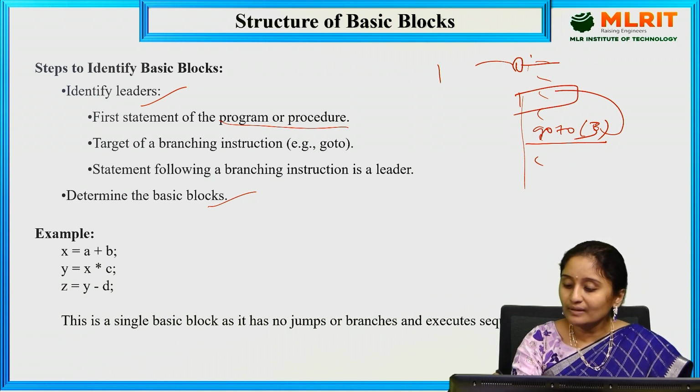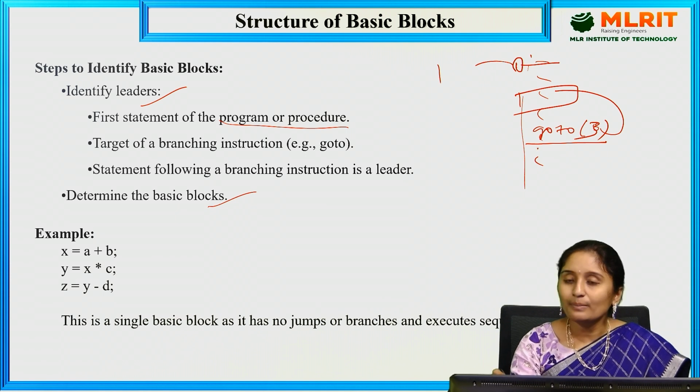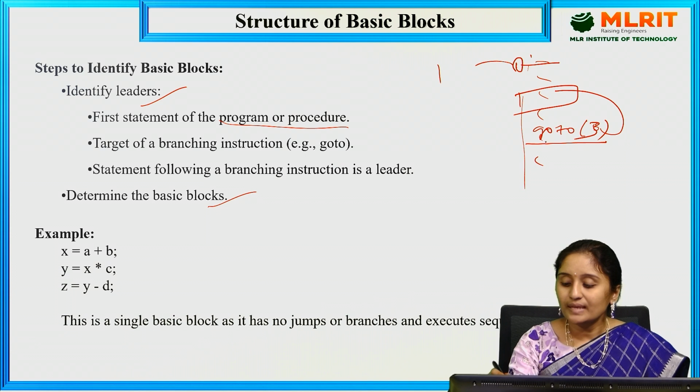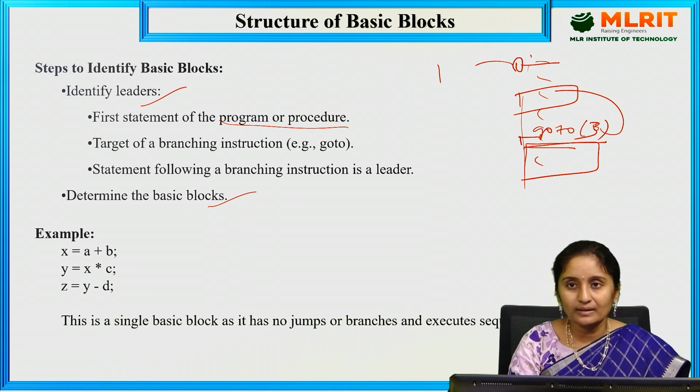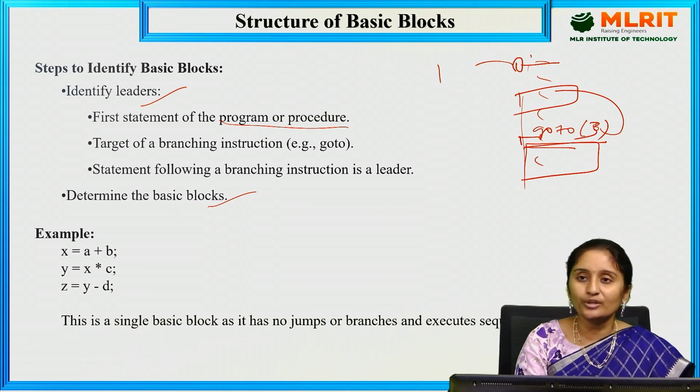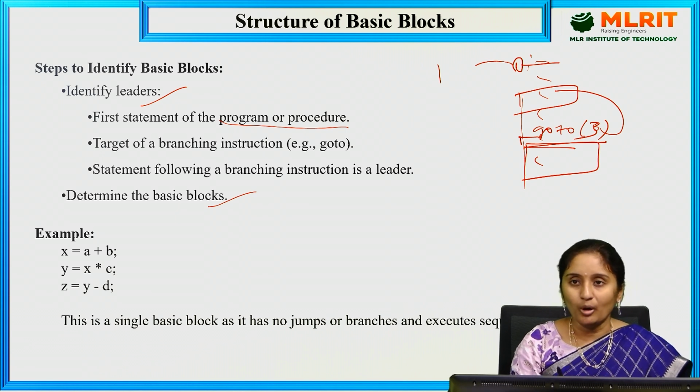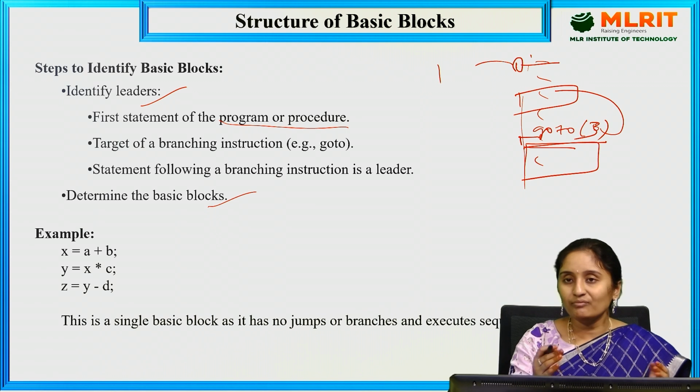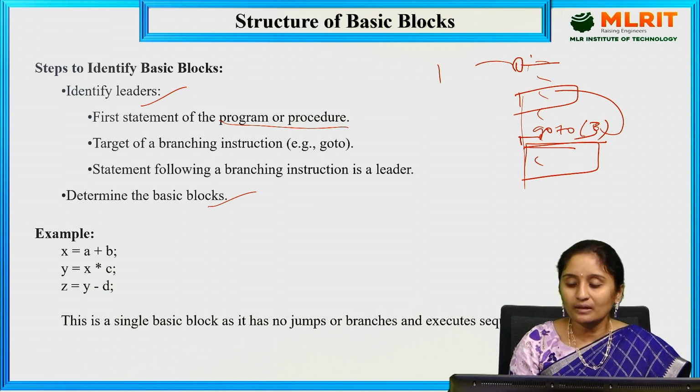After these branching instructions, which I told are the conditional or unconditional statements, the statement after the go to statement, whatever the line, will also be a leader. Then afterwards we are going to identify the blocks, how many blocks we are going to get, and we are going to give the numbering for the blocks.